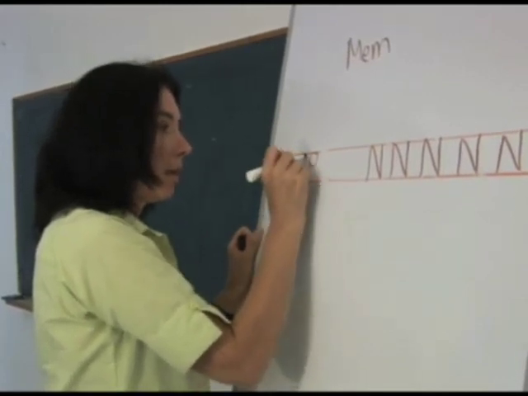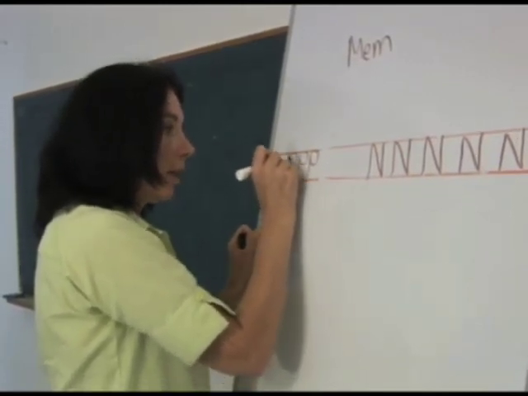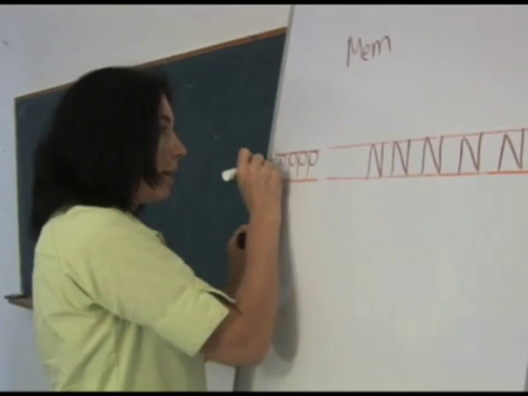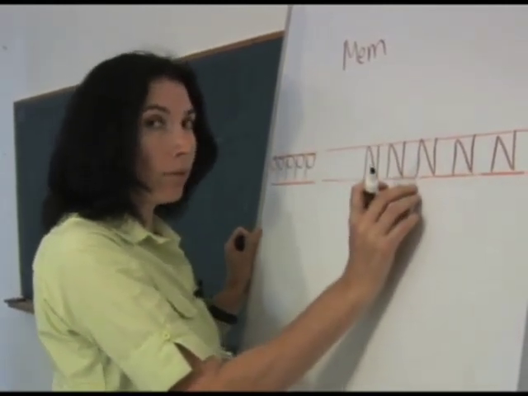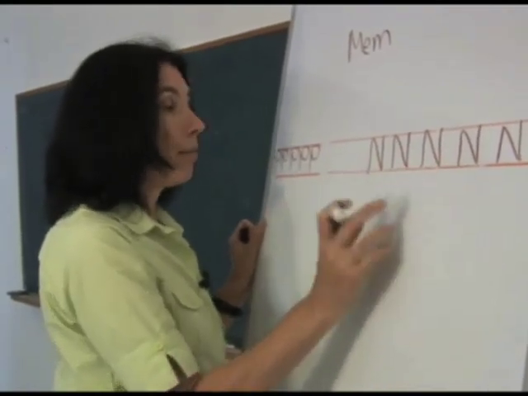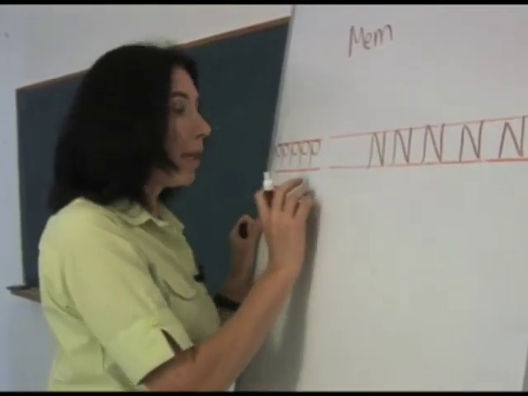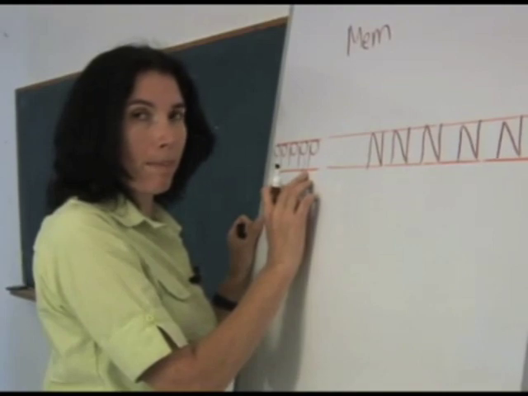Mem, a circle and a line. At the beginning of the word, in the middle of the word, mem. But at the end of the word, always final mem.